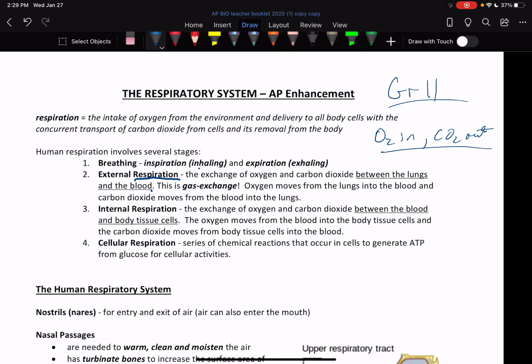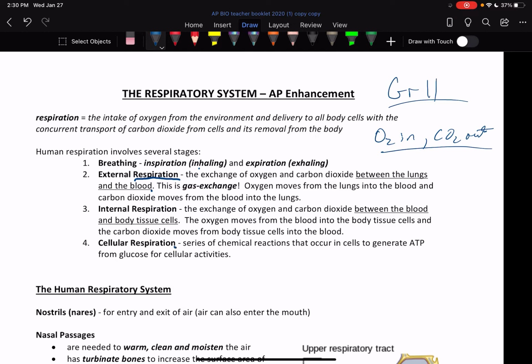Internal respiration is now the oxygen is in the blood and it's passed into the body cells, okay? And the carbon dioxide is the waste from the body cells, and it's been passed back into the blood so that it can be removed from the body, okay?